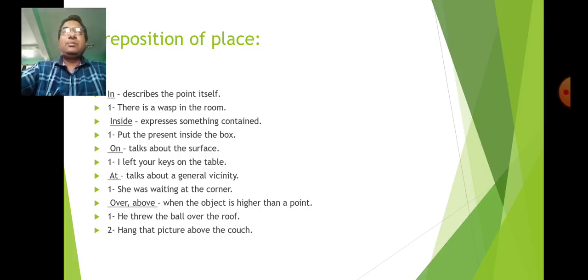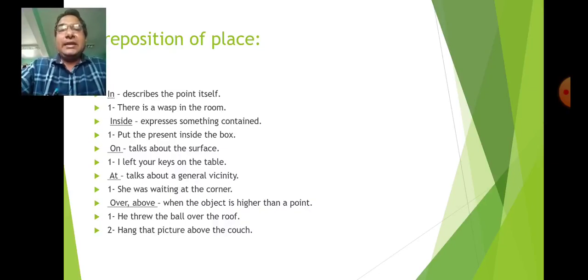Now see preposition of place, the second phase of the preposition: in. In is already used as a preposition of time, and it is also used as a preposition of place. See how. In describes the point itself. For example, there is a wasp in the room. The boy was sitting in the room.